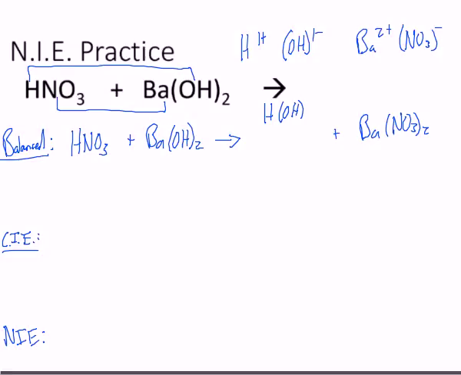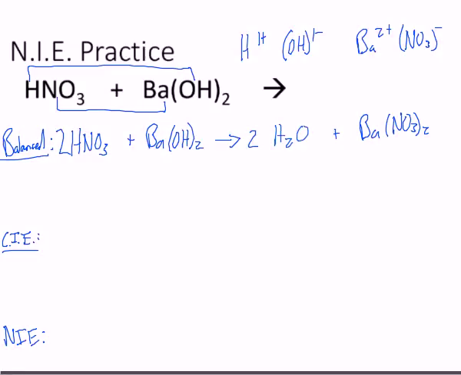So when I balance this equation, what are my coefficients going to be? What goes in front of HNO3? 2. What goes in front of Ba(OH)2? 1. What goes in front of water? 2. What goes in front of Ba(NO3)2? 1. So, it makes sense, and it helps me out, to leave it as HOH when I'm balancing, but then you want to go back, you don't have to, but it may help you out, it may go easier to see what's going on for your net ionic, to rewrite it as H2O.